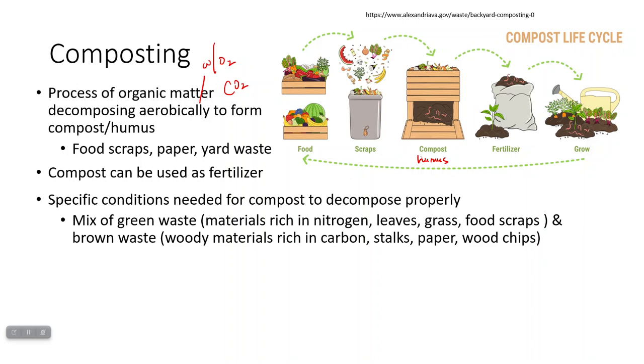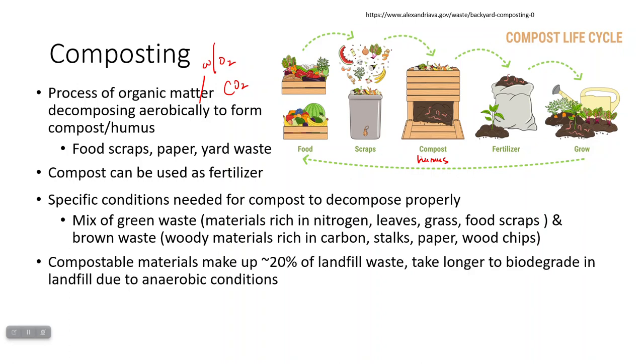These are things like leaves, grass, and food scraps are green waste. And then brown waste is more woody materials, things like paper, wood chips, yard trimmings as well. Otherwise, it doesn't turn into good compost, it kind of turns into a sludge.